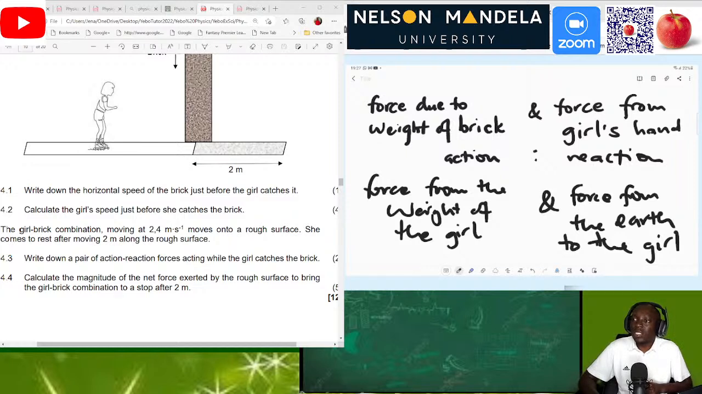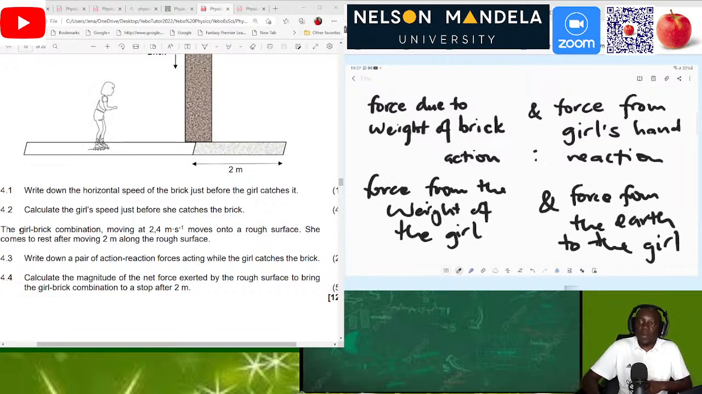So during the time she catches the brick, we can have the weight of the girl and the reaction from the force from the earth on the girl, right? The force on the girl from the earth, the force of the earth on the girl. Or it can be the weight of the brick and the force from the girl's hand as a reaction. Okay, so we are done with that.